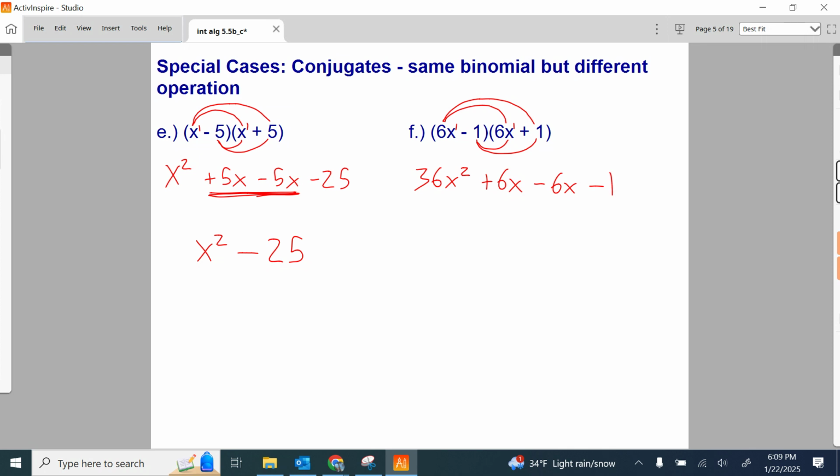All right, so since f is a conjugate problem, these middle terms are going to cancel out. So notice that they cancel each other out. And we're left with a binomial, which is going to be 36x squared minus 1. Notice how it left that minus sign in between the two. And that's what we'd get for problem F.